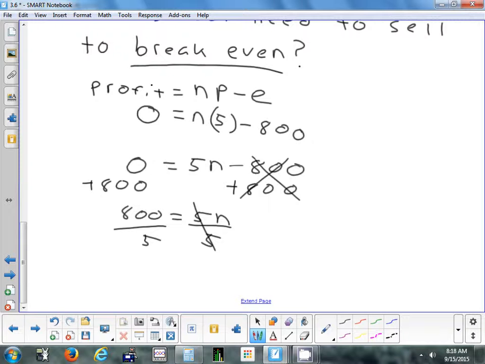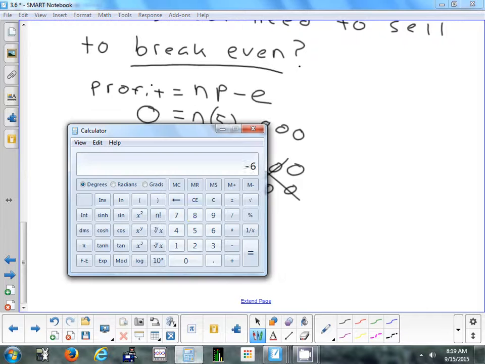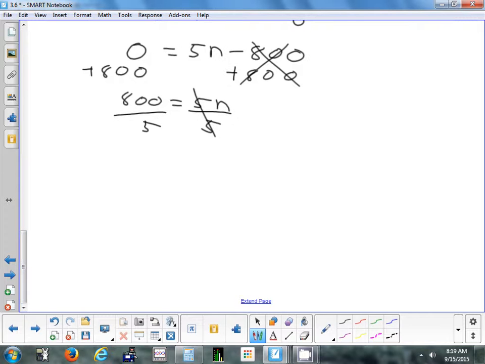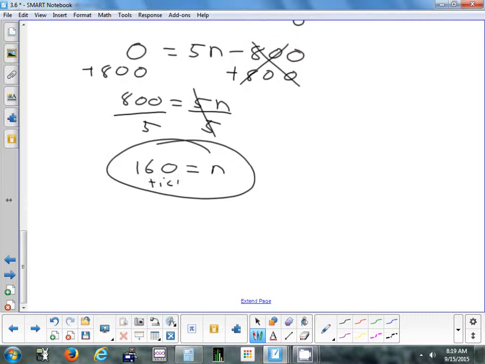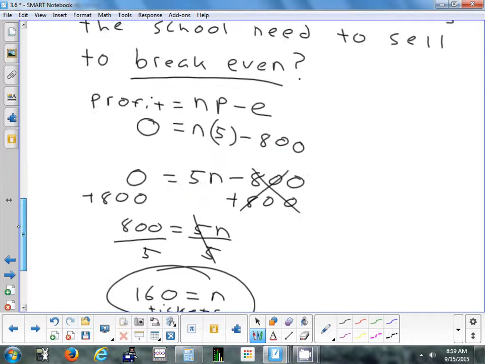And once I do this out, this is going to tell me how many tickets the school needs to sell. And it should go in evenly, which is good. So the school needs to sell 160 tickets. If they sell exactly that many tickets, then they'll break even. Any question on that?